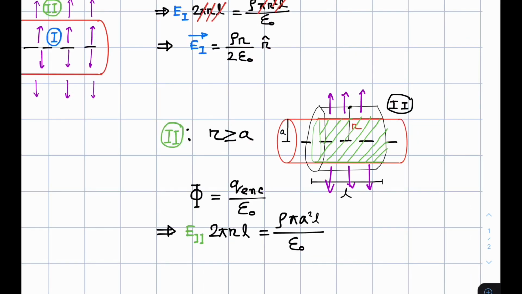So now we can find the electric field from this equation. Here we can see that pi and pi cancel out, L and L cancel out. So we have rho times a squared divided by 2 epsilon naught r. Now this is the magnitude of the electric field. To write it as a vector, we have to include a unit vector r hat in this equation.